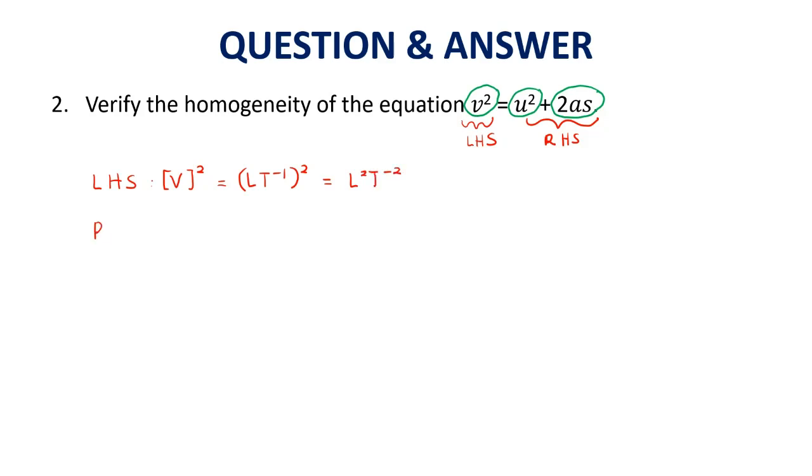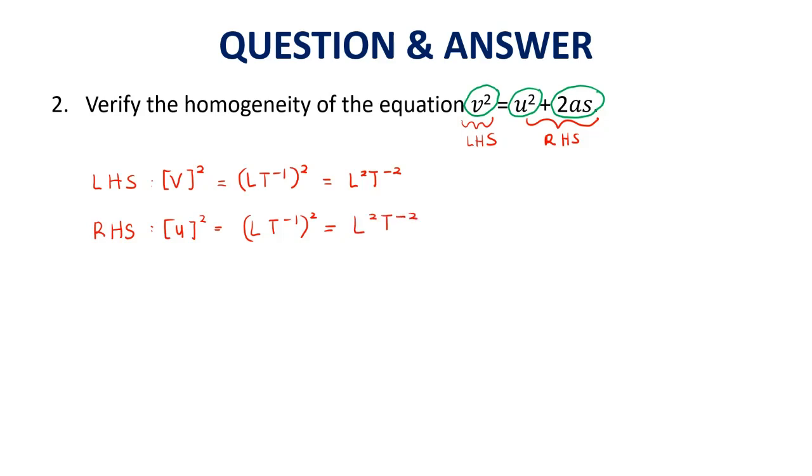Okay, so the final answer is L kuasa 2, T negative 2. Okay, for right hand side pula, what do we have is U square. So check one by one, U square, which is LT negative 1 kuasa 2. And then the final answer is L kuasa 2, T negative 2.